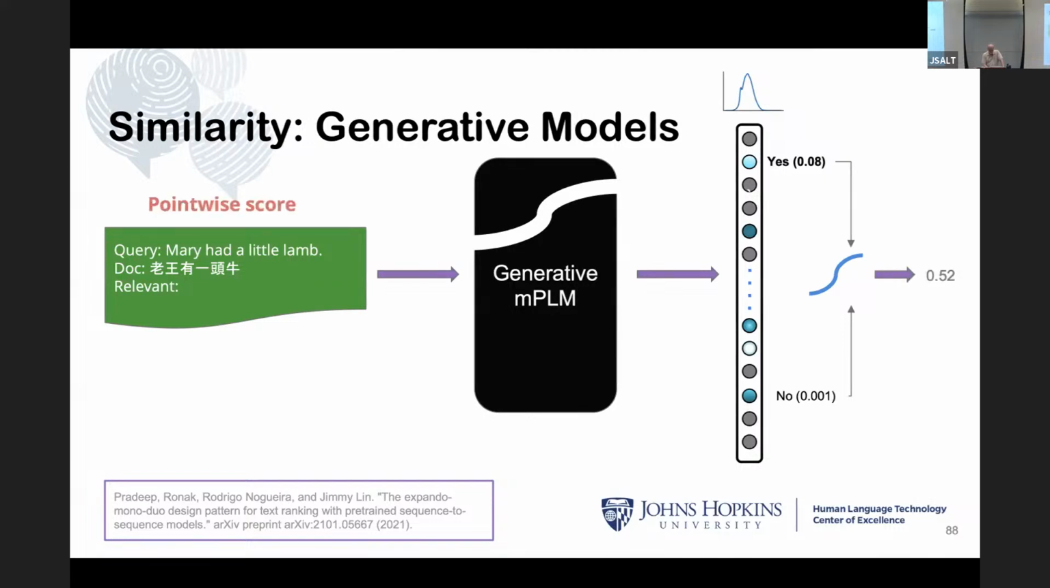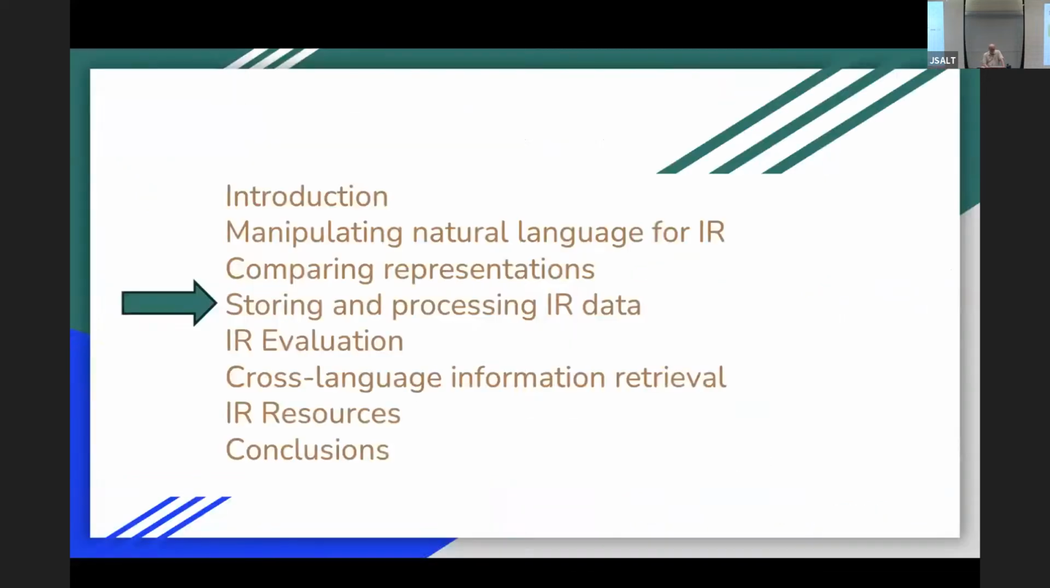There we go, 0.52. This is a pointwise score. So this is a score assigned to each document. That's useful in some systems. Sometimes you want pairwise scores where you want to score for two documents. Is this one better than this one, or is that one better? Sometimes you want to look at a whole bunch of documents at once. But this gives you a pointwise score. And it is a way to use a generative model to score the similarity of a document and a query. Okay, so that's our whirlwind tour of similarity, how we compare two representations. So before we go on, questions on that?